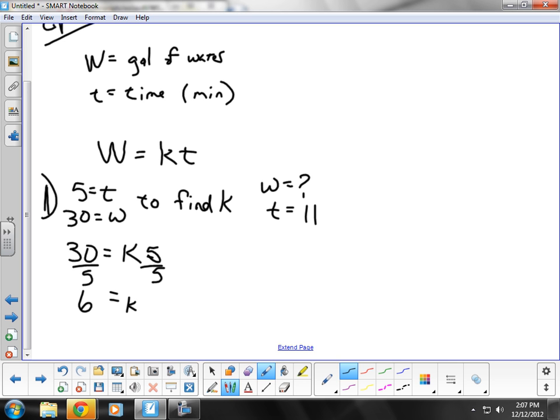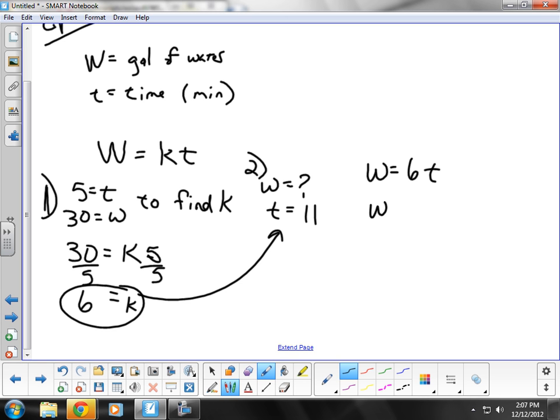K is 6. Now, once you have K, then you take K to the second step. Your new equation, and sometimes on the test they ask you to just stop here. What is the equation for this? The equation is y is equal to 6 times t. Okay? But in this particular problem, they want us to go a step further, and they want us to find out exactly how many gallons of water have I used. So you'll do 6 times 11, which is 66 gallons. And then you're finished with that problem.